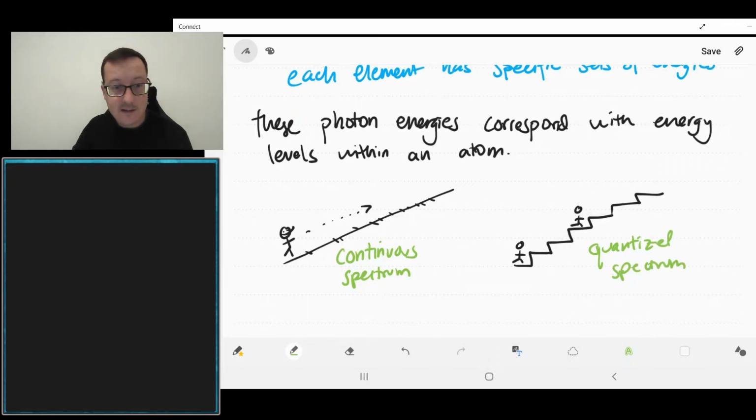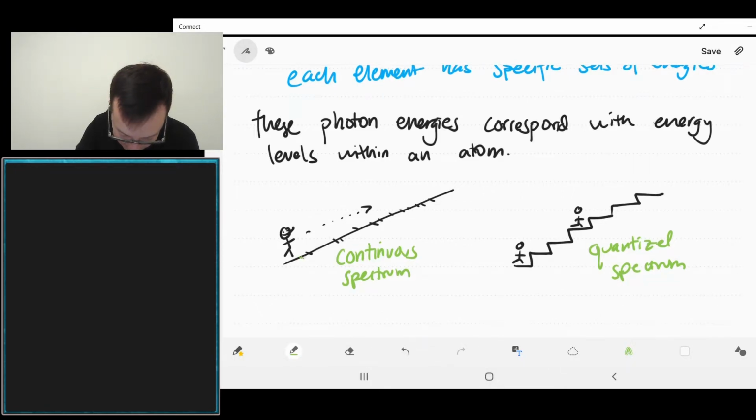So you can't exist halfway up a stair, but you can exist half a step up this ramp. You can exist anywhere on that because it's continuous. However, with the stairs, you cannot exist halfway up a stair or even just a portion up a stair. It's either you're on one stair or you're on the next stair. That's it. Quantized. Very specific levels. All right. Continuous, on the other hand, you can do wherever you want.